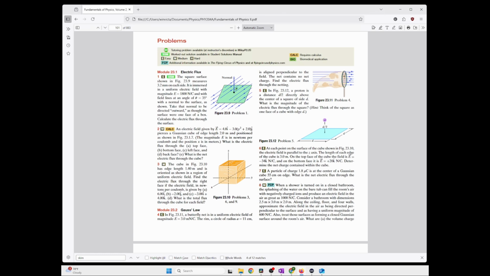The first calculation is to find the electric flux through the right face, and that is the face on the right hand side. And in the second part, which is actually stated in part D, we are supposed to find the total flux through the cube.